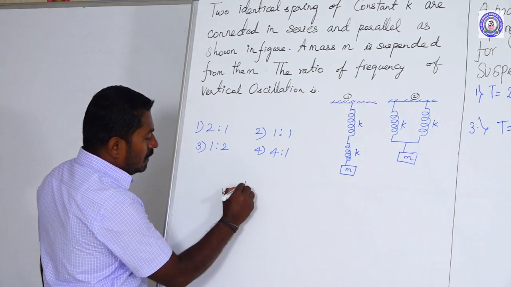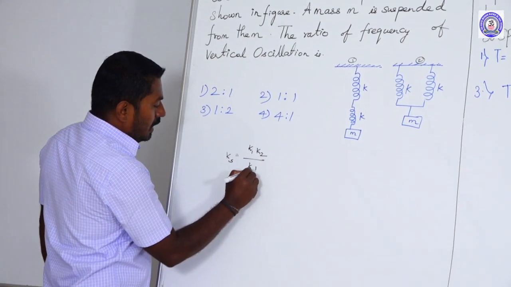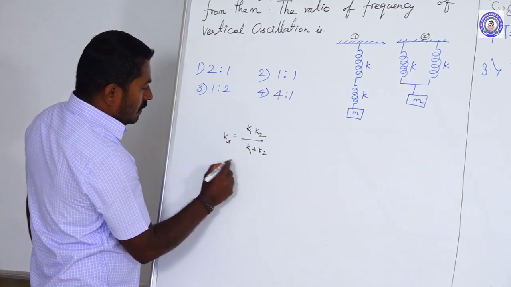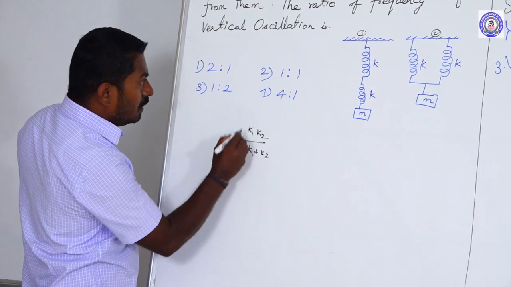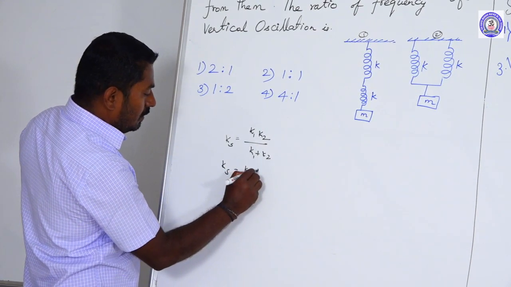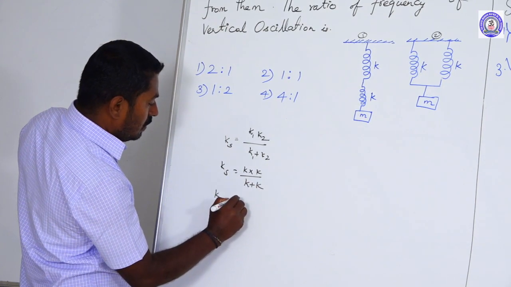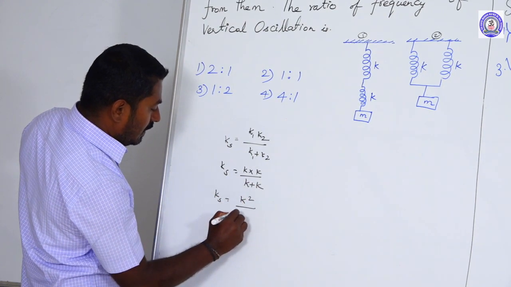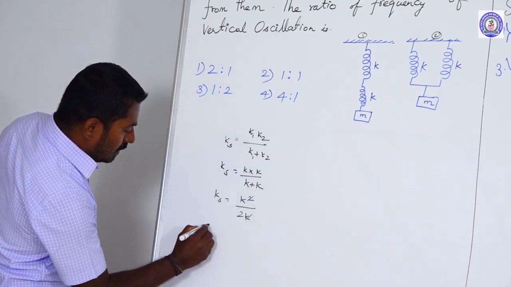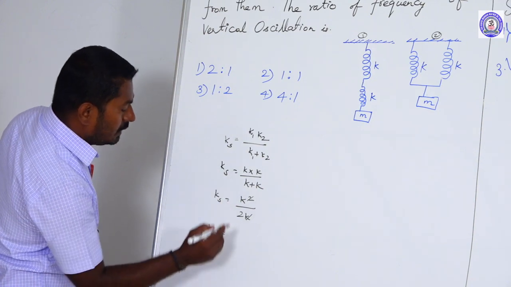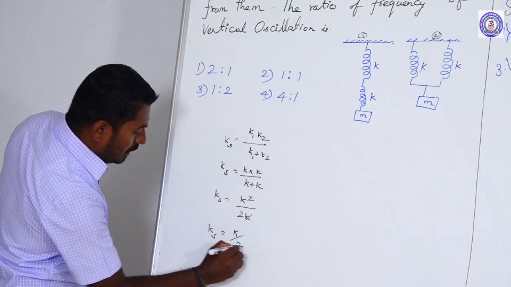In the first configuration, the effective spring constant connected in series, Ks, is equal to K1 into K2 divided by K1 plus K2. Both springs have the same spring constant, so Ks is equal to K into K divided by K plus K. So Ks is equal to K square divided by 2K. Then K gets cancelled. The effective spring constant connected in series is K divided by 2.